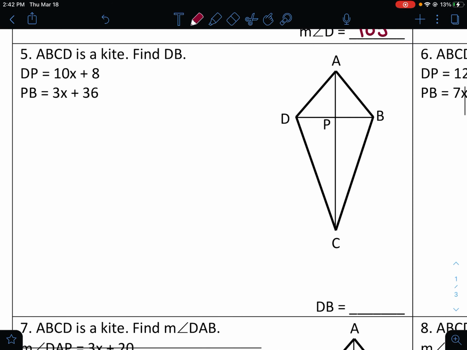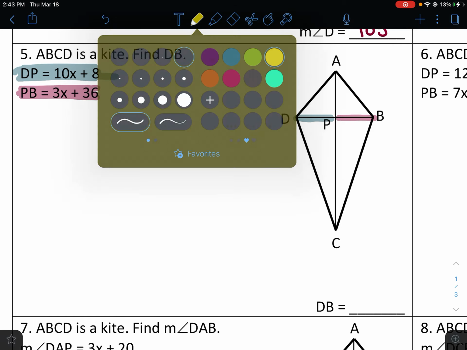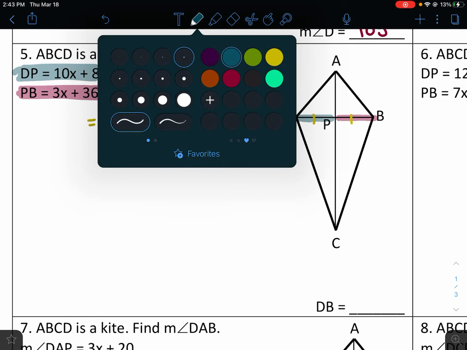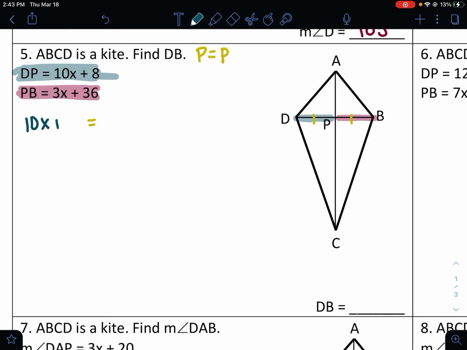All right, number 5. So now we have DP, which is not a side, excuse me, a piece of the diagonal right here. And then we have PB, it's a segment, which is right here. So still, part equals part. You can tell both of these are congruent to each other, so that's definitely part equals part. So let's go ahead and set this thing up and solve it. Okay, solve it however you'd like.